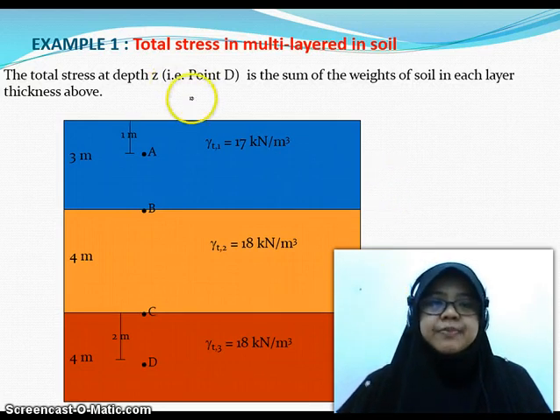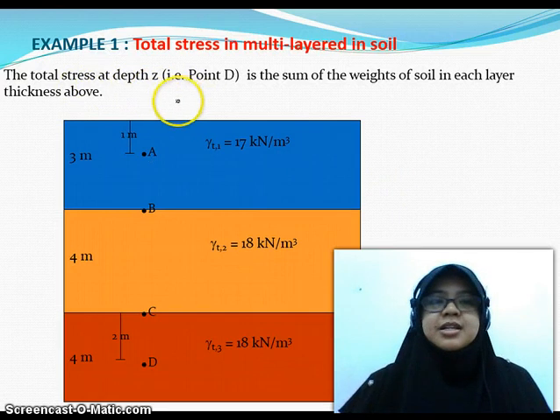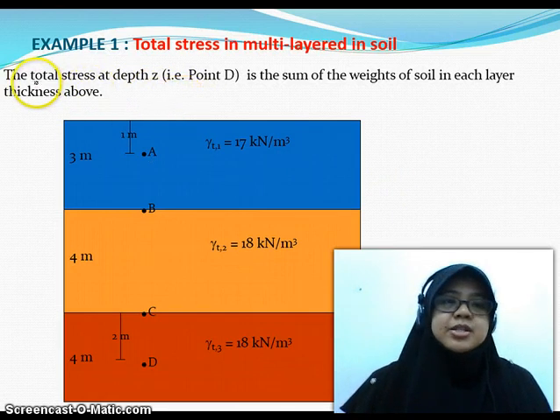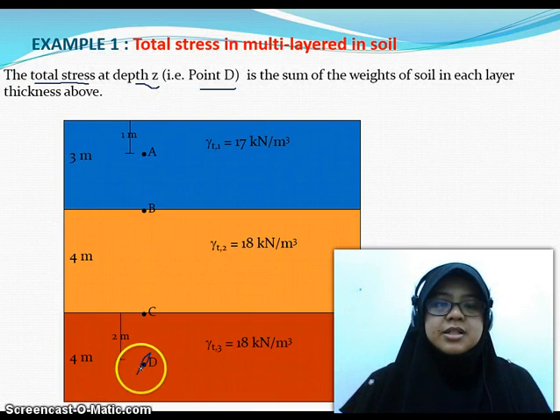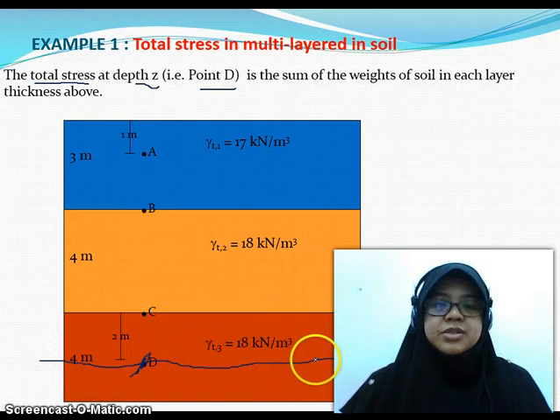Usually we first define what the question is. The question asks for the total stress at depth Z, at point D. They are interested in the middle of the third layer of the soil. So what is the stress?